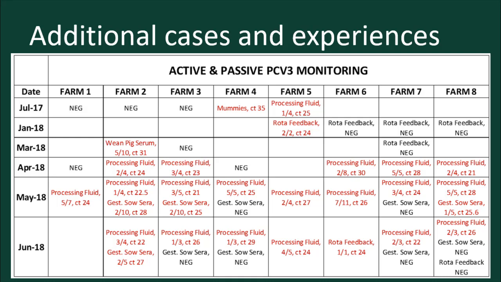I started monitoring PCV3 in herds back in 2017 with processing fluids just to try to get a feel for, hey, what does it look like? We know it's a great sample for PRRS and other viruses, PCV2. So can I use that as a tool in my system as I learn more about these affected herds?